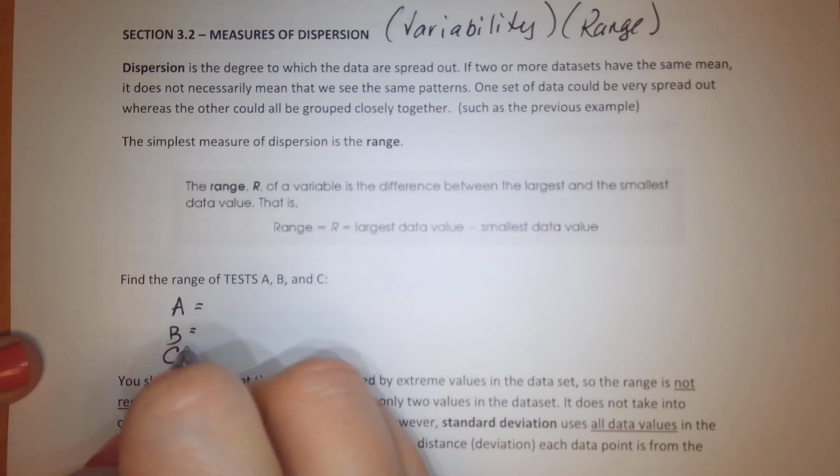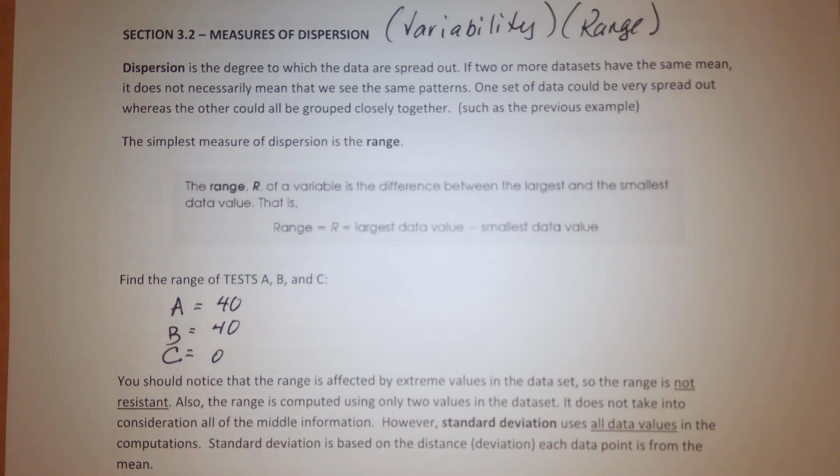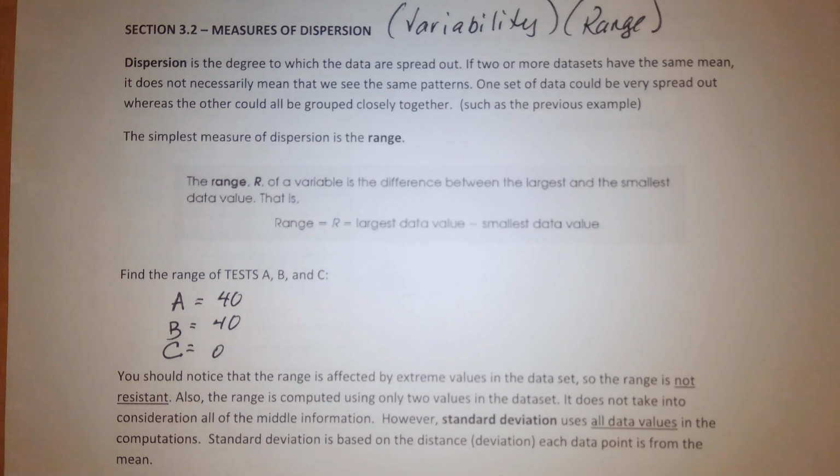So the range, just to rewrite those in my notes, was 40, 40, and 0. So you should start to notice that the range is affected by extreme values in the data set. So the range is not resistant. Also, the range is computed using only two values. It does not take into consideration all of the middle information. So what we use is this last statistic that we're going to talk about, which is called standard deviation. Standard deviation uses all the data values in all of its computation, the middle, the extreme values, and also all the values in between there.